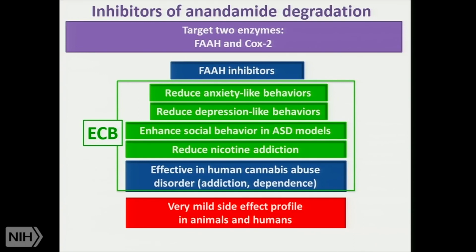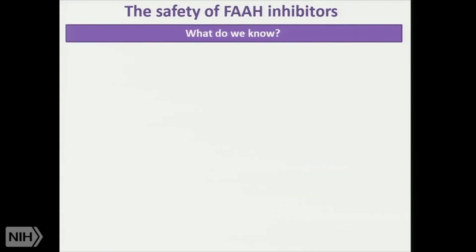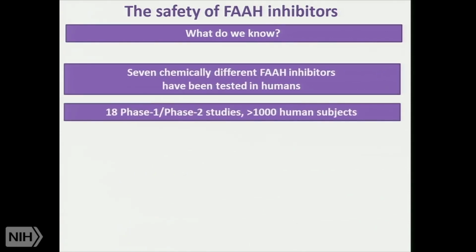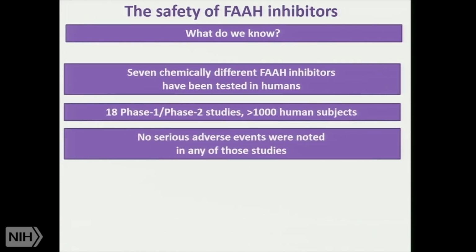The inhibitors of anandamide degradation prevalently target the enzyme FAAH, fatty acid amide hydrolase, and are effective in a number of animal models, and especially, as has been shown recently, in human cannabis abuse, and they have a very mild side effect profile in animals and humans. I would like to point out that we know a lot about the safety of these compounds. Seven FAAH inhibitors have been tested, 18 phase 1 and phase 2 studies have been conducted, over 1,000 subjects have been seen, and no serious side effects have been noted so far.